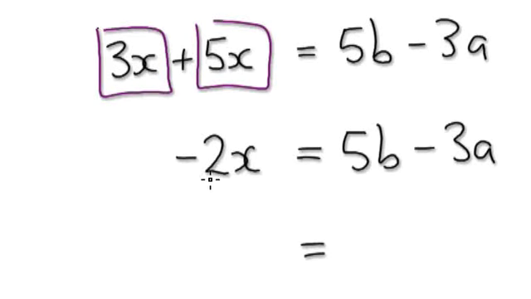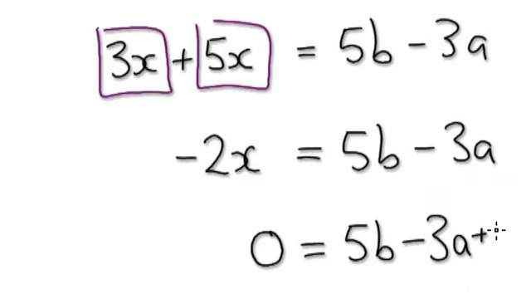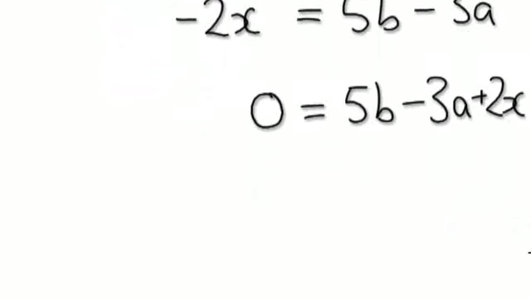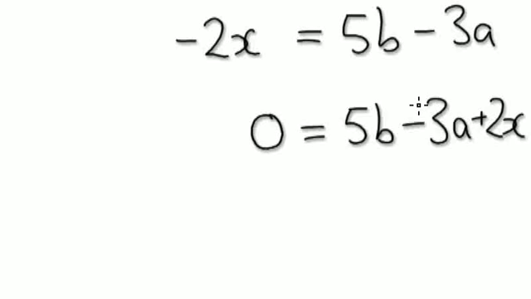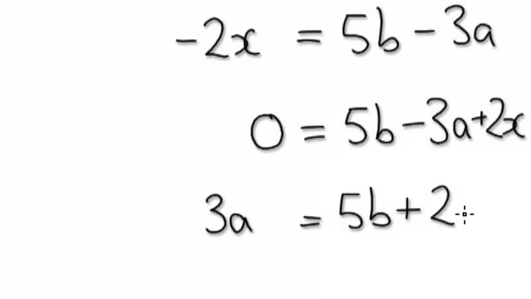Now we don't want negative x equals something, so you've got to add 2x to both sides. You have 0 on this side because minus 2 elephants add 2 elephants would be 0. On this side it would be this plus 2x. And now let's add 3a to both sides. Remember, we're trying to get x on its own. So it will be this equals 5b plus 2x.